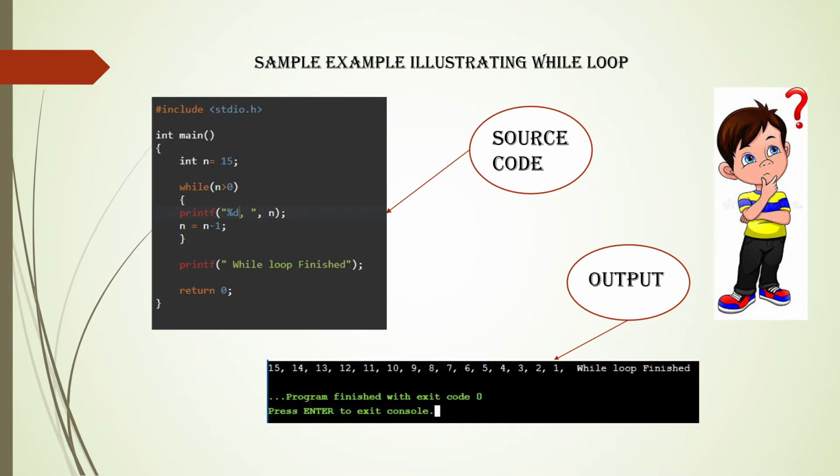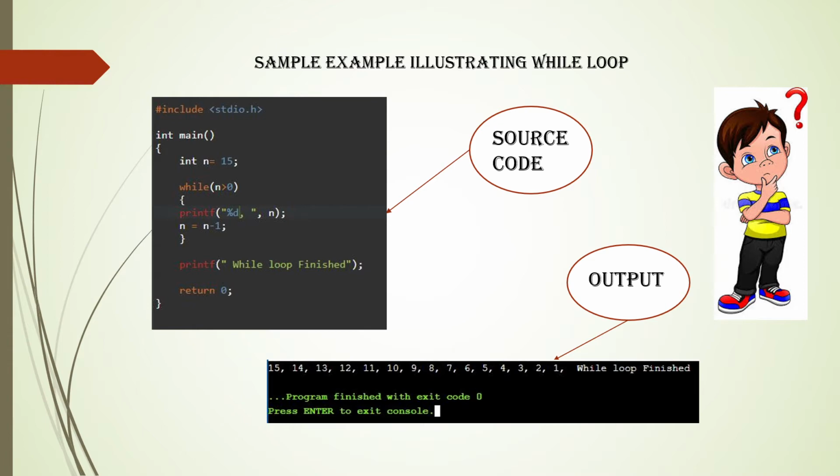What I have done here is initialize a variable n of int data type and assign a value 15 to it. And after that I have declared a while statement. The condition is n should be greater than 0, and then the statement to be performed under the while block is printf n, that is, we are simply printing the value of n, and then the value of n is to be decreased by 1.